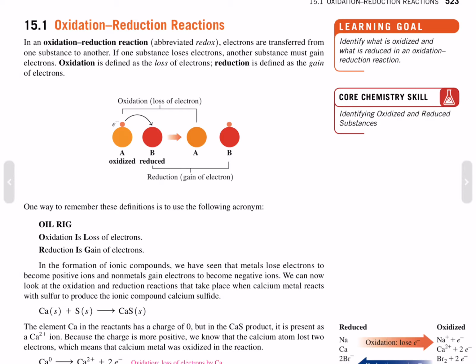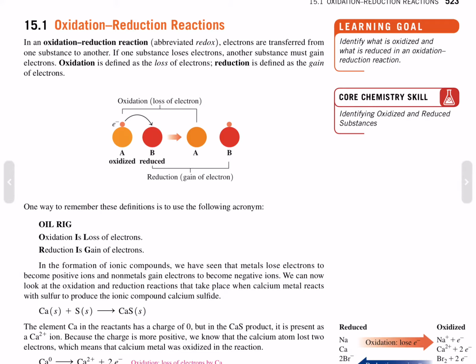(15.1) Oxidation-reduction reactions. In an oxidation-reduction reaction, abbreviated redox, electrons are transferred from one substance to another. If one substance loses electrons, another substance must gain electrons. Oxidation is defined as the loss of electrons. Reduction is defined as the gain of electrons.